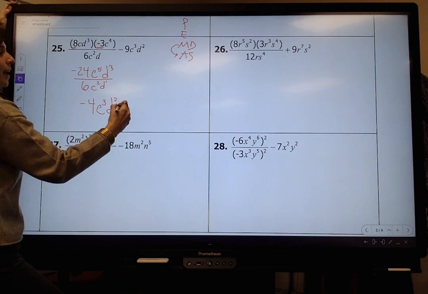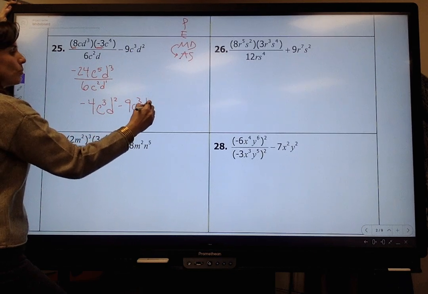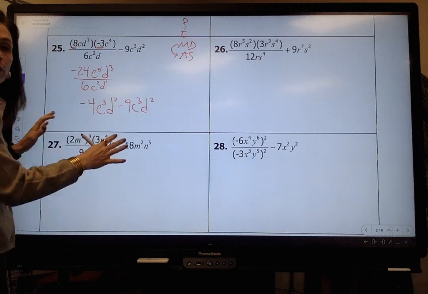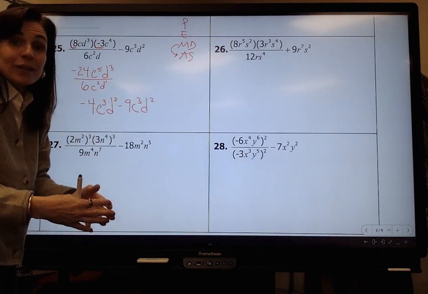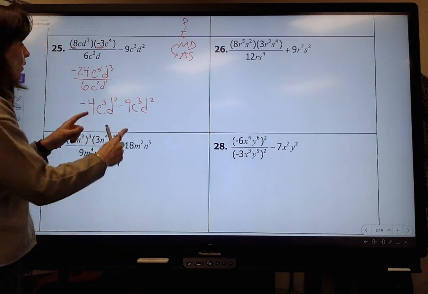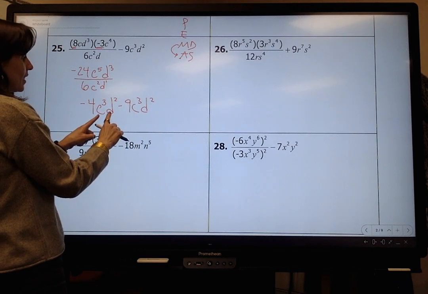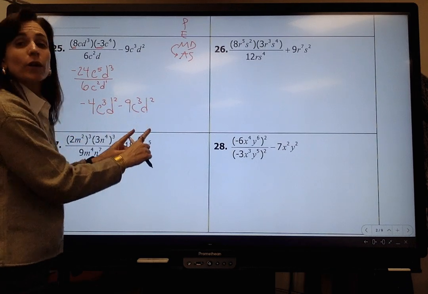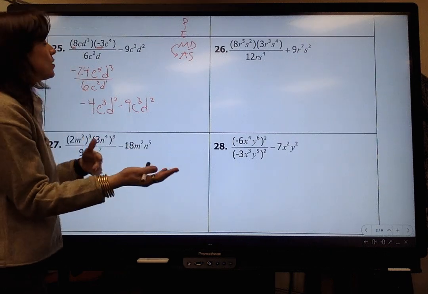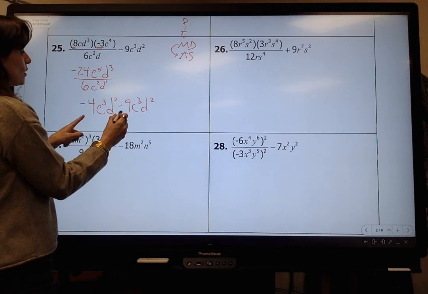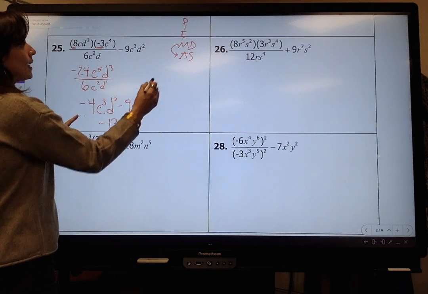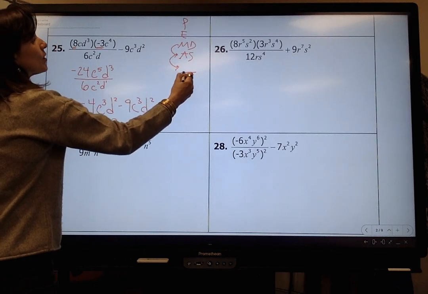Don't forget about this guy. Negative 9c cubed d squared. Before you do that, you have to ask yourself, are you allowed to do that? When you add and subtract, remember, they have to be exactly the same. C cubed d squared, c cubed d squared. You are allowed to do it. So now my coefficients do what they're told, negative 13. And what do my exponents do?